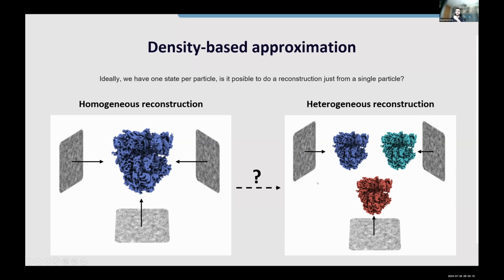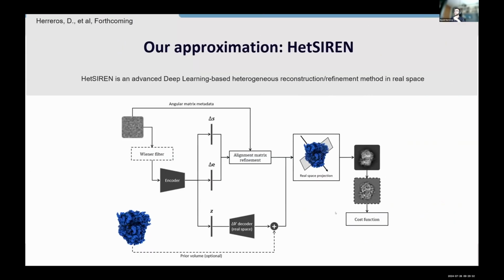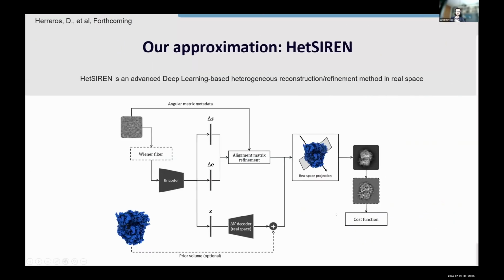But actually, using deep learning tools, we can give a very nice and accurate approximation to this same problem here. And that's why all the methods that are coming out following this approximation, like CryoDRGN, like Opus-DSD, and so on, are relying at the end on deep learning to solve this problem. And of course, we also wanted to work on this problem and try to give it a solution. And we came out with a new method called HetSIREN, which is, again, a deep learning-based method because it's the most accurate way to solve this heterogeneous reconstruction problem.